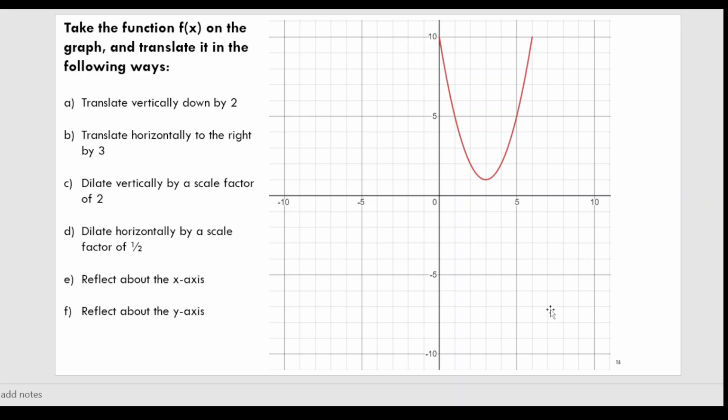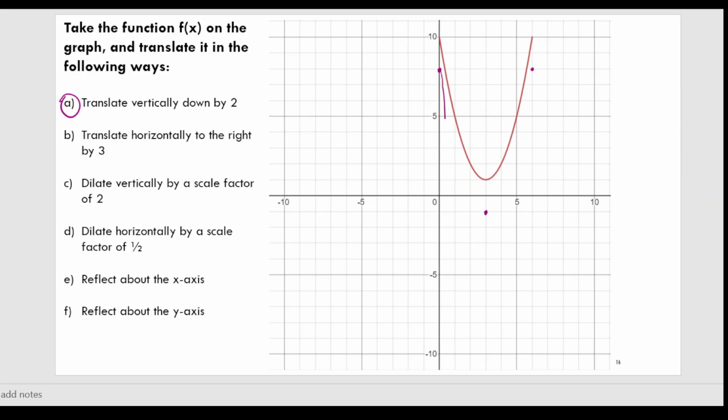What I'm going to do in this video is show how we can translate this function, f of x, in 6 different ways. We're going to start off with translating it vertically down by 2. To do that, we're just moving every single critical point, or every single measurable point that we can find, down by 2 places. So I'm going to say down by 2, down by 2, down by 2.